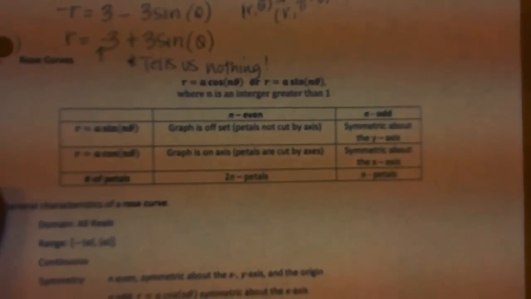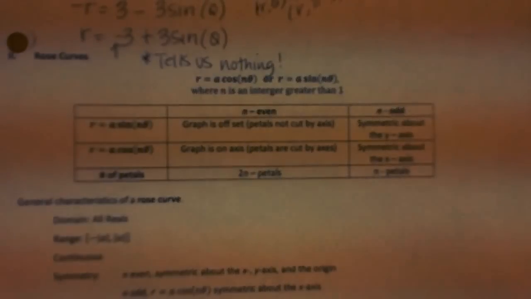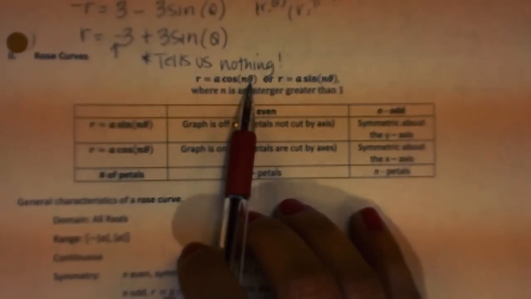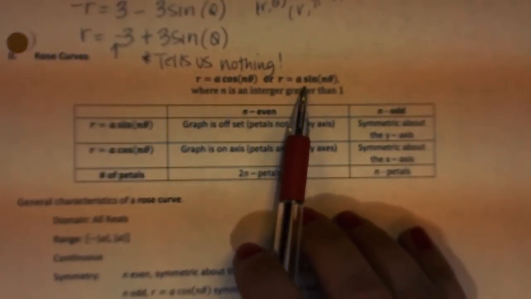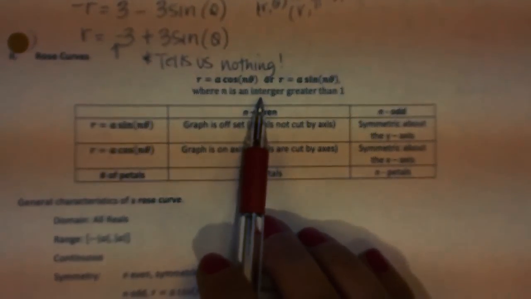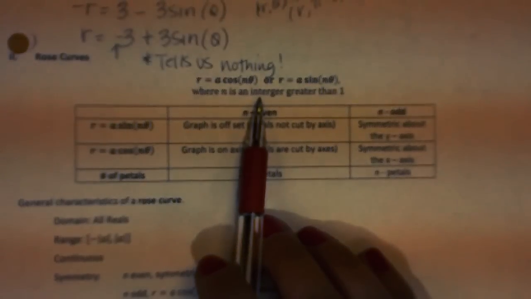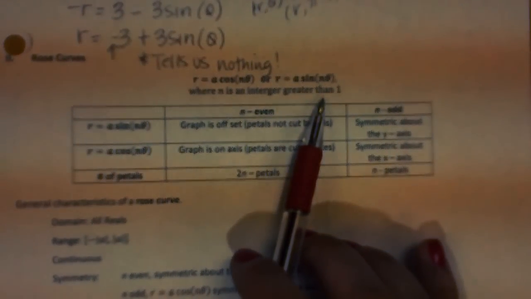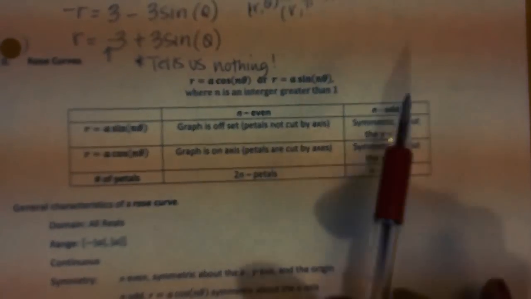Alright, our next topic is the rose curve. With the rose curve, you're going to be looking at the graph of these functions, and the general equation is r equals a cosine of n theta, or r equals a sine of n theta. Keep in mind that n is an integer, so it's a whole number or its opposite, and it has to be greater than 1. Okay, so n cannot just be 1.